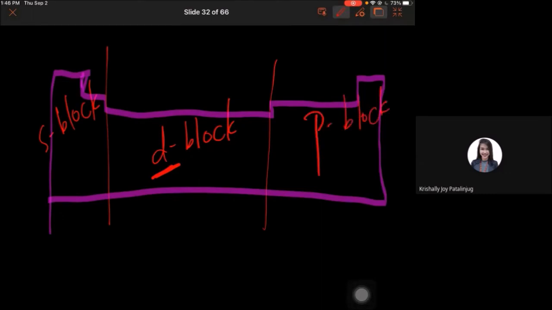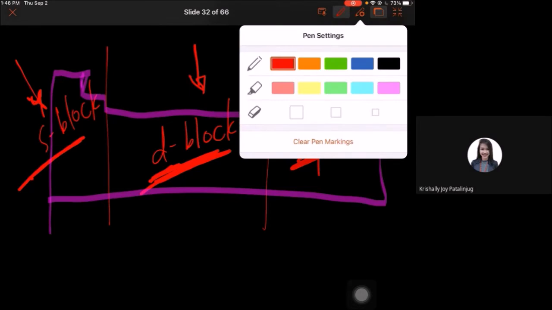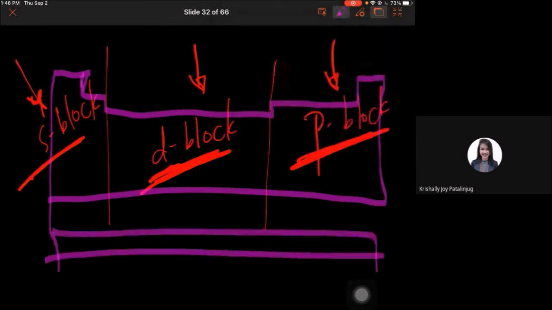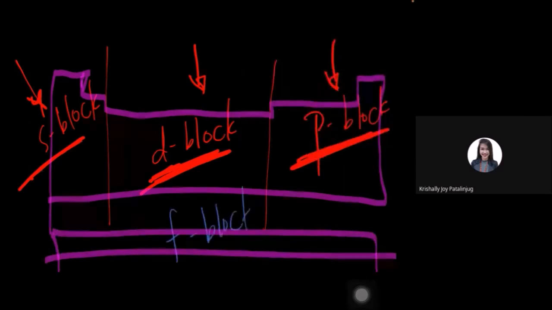Okay, if you're familiar already with the electron configuration, then mag-write kayo ng 1s, 2s, 2p, okay? And then you try to check in your periodic table the electron configuration of these parts. You can realize na sa S block sila, sa D block sila, sa P block sila. Then di ba mayroong bottom part yung periodic table, yung lanthanides, actinides, sila naman yung F block. Medyo marami na yung electrons dyan kasi hanggang F na.